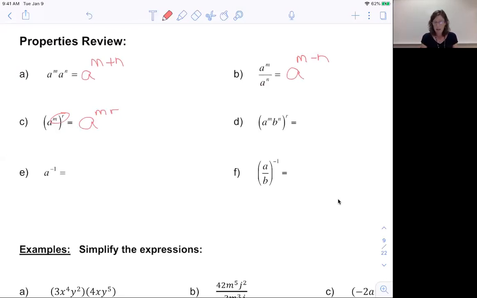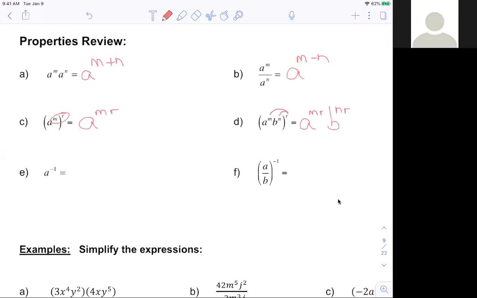And then letter D, that r distributes to both exponents. So it's going to the powers. You're still multiplying them, but it would be a to the mr and b to the nr. So it's like distributing to the exponents inside. So if I had 5 different variables with different exponents, I'd be distributing to all of the exponents inside.